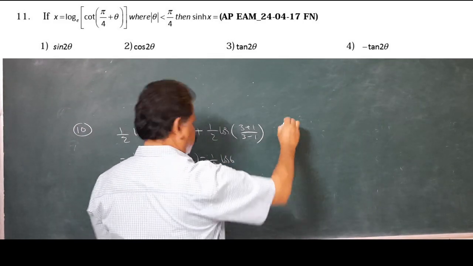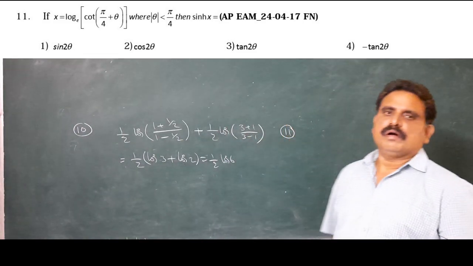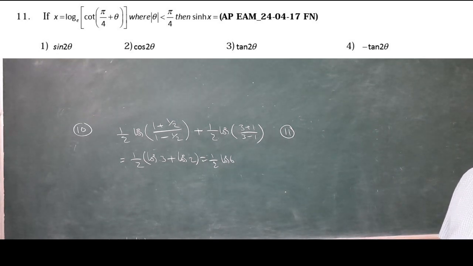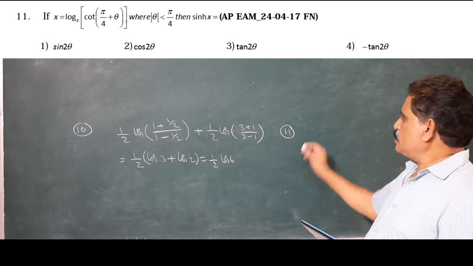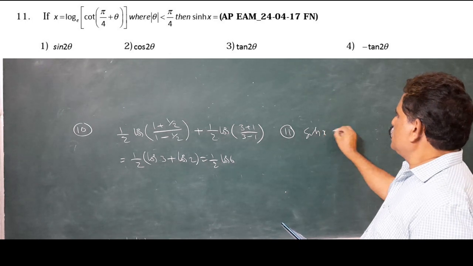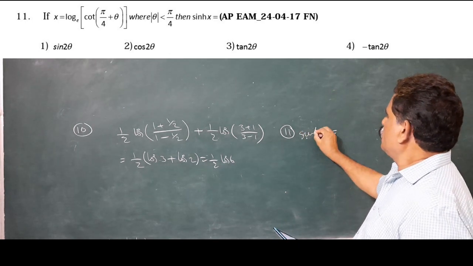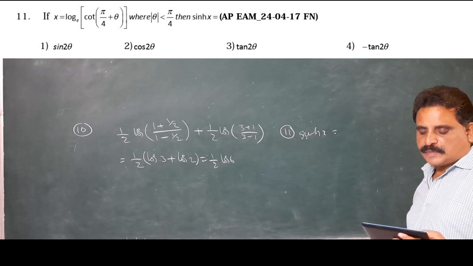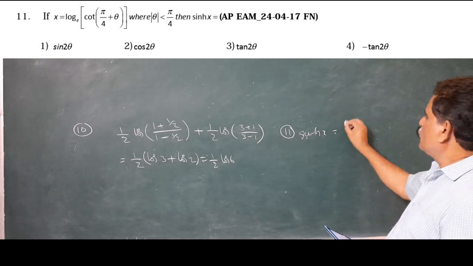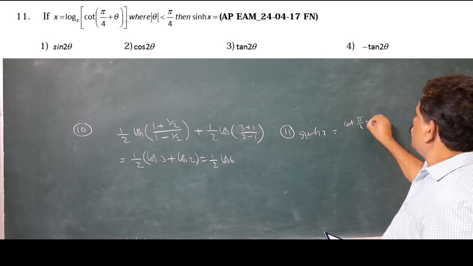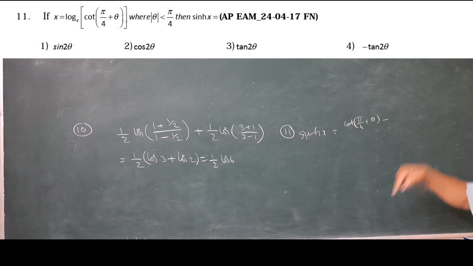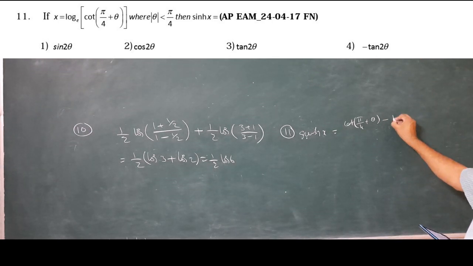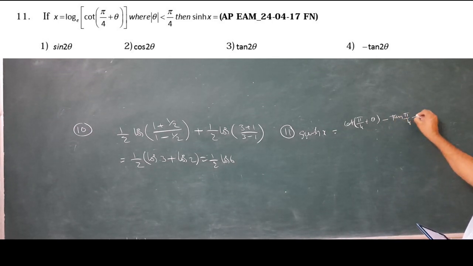Next, question number 11. X equals log of cot (pi by 4 plus theta). Sin hx is (e power x minus e power minus x) by 2. Here sin hx is (e power x minus e power minus x) by 2. E power log cot (pi by 4 plus theta) minus e power minus log of cot, cot inverse, that means tan, that becomes tan (pi by 4 plus theta).